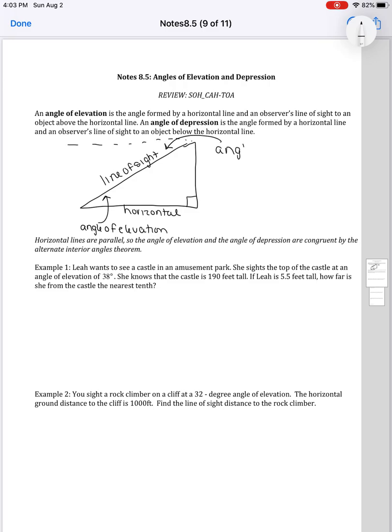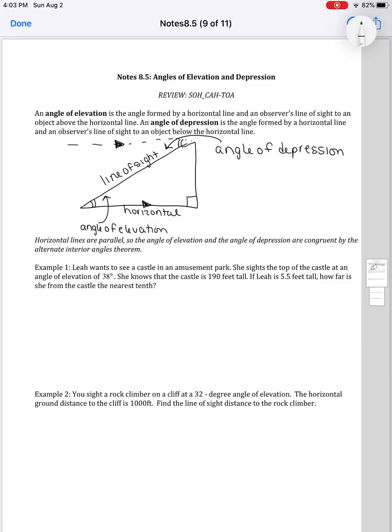Now your angle of depression is downward. It's not inside the triangle. It's actually on the outside of the triangle. This is your angle of depression. But the awesome part about the angle of depression is because these two lines right here are parallel to each other, the angle of depression is actually equal to the angle of elevation. So if you have the angle of depression, you can put it right inside of the triangle itself.